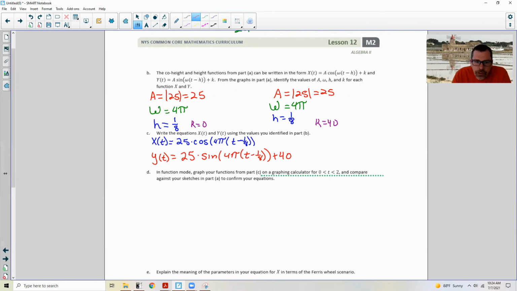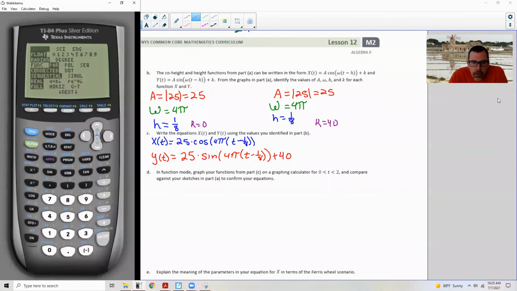Part D says in function mode, graph your function from part C. This is just my midline. Graph your function from part C on a graphing calculator for t between 0 and 2, and compare against your sketches in part A to confirm your equations. Okay, so I open my calculator back up. We're leaving pair and moving back to function mode. So I go back and change my mode to function and graph these.